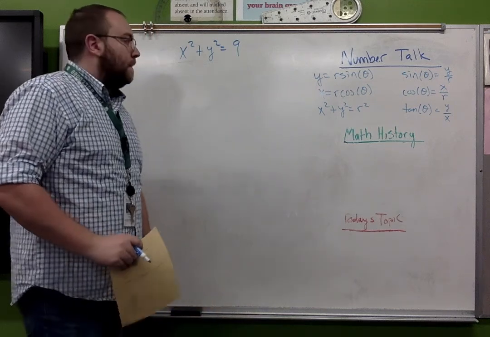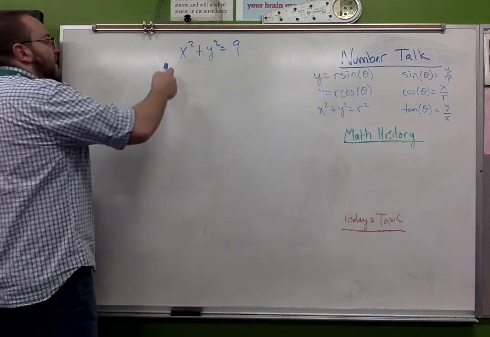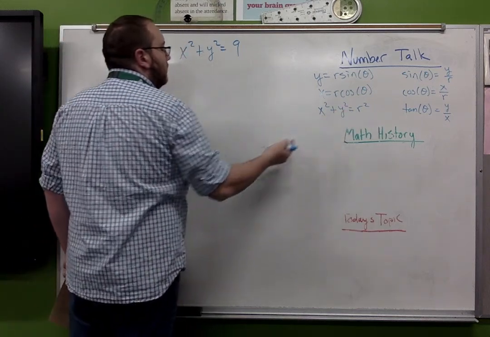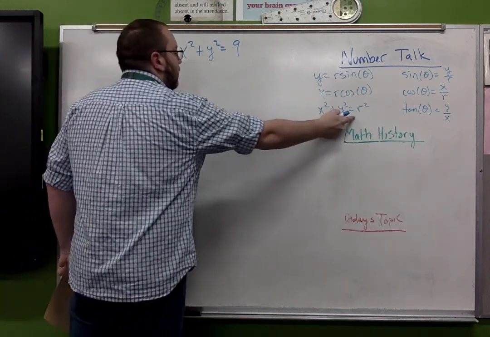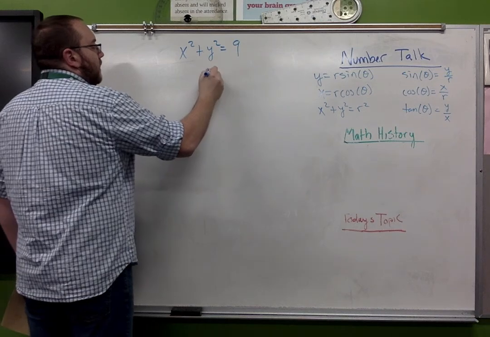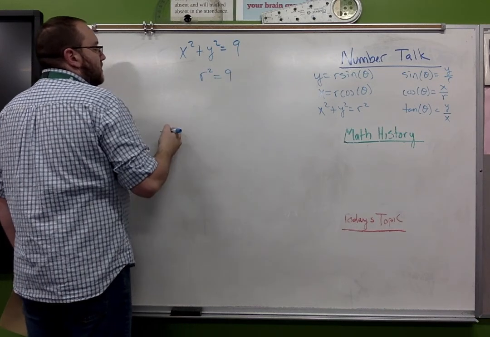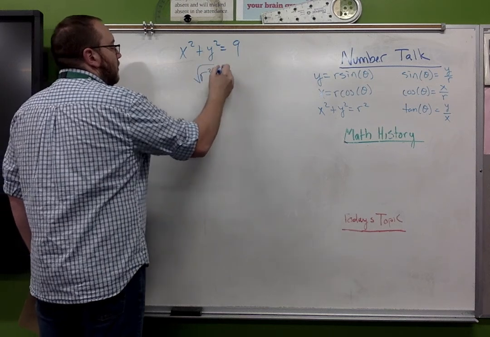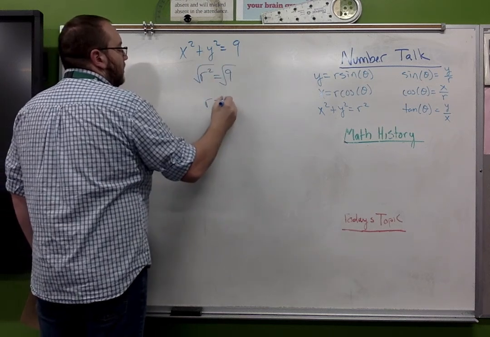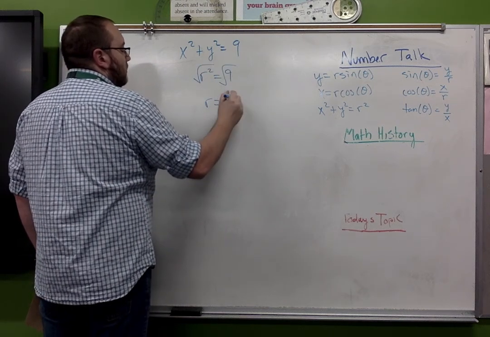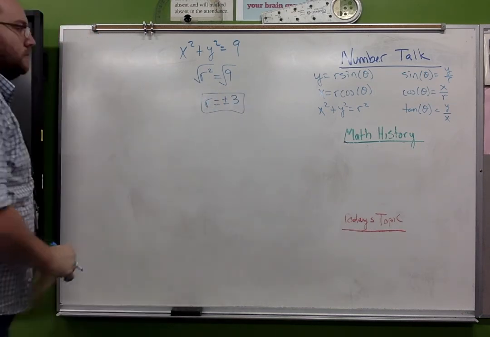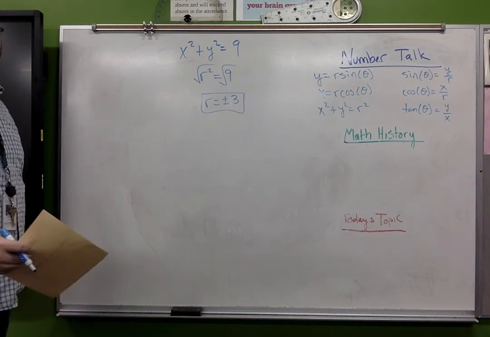These three are new. These you should know from the beginning of quarter 3. So if I want to take all my x's and y's and change them to r's and theta, well, x squared plus y squared is equal to r squared. So I'm going to write r squared. I'm going to substitute r squared equals 9. I want to get r by itself, so square root both sides. r equals plus or minus 3. And that's your answer. That's it.